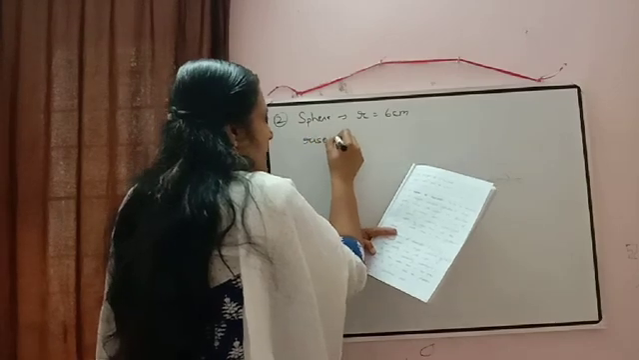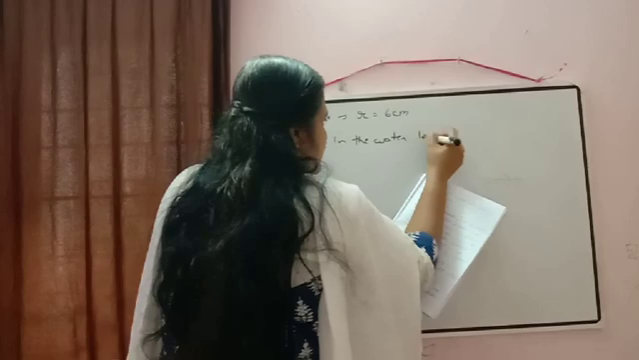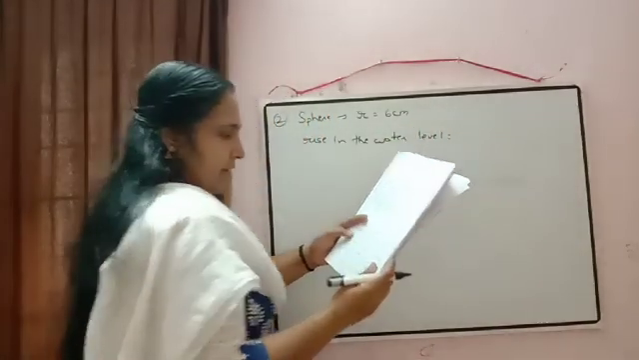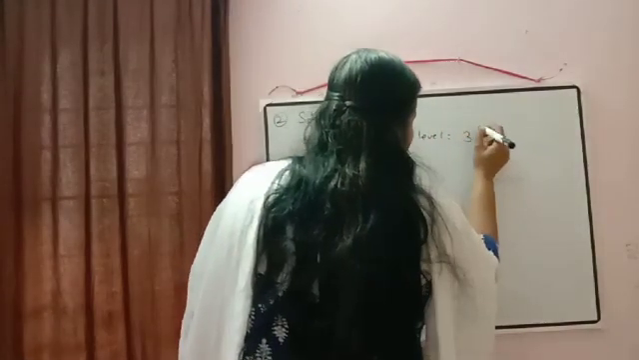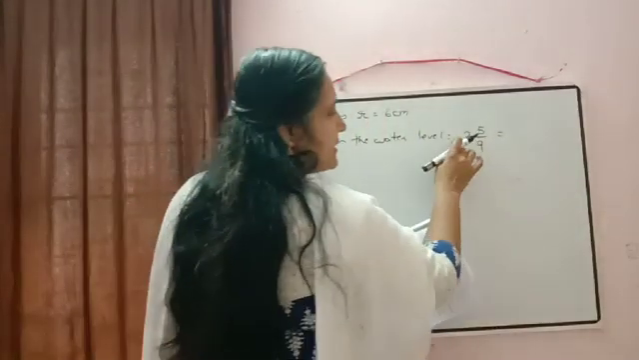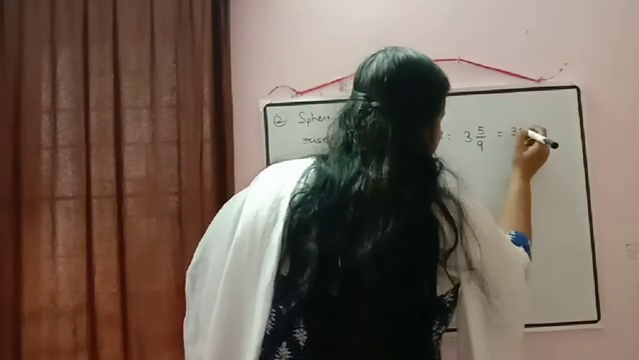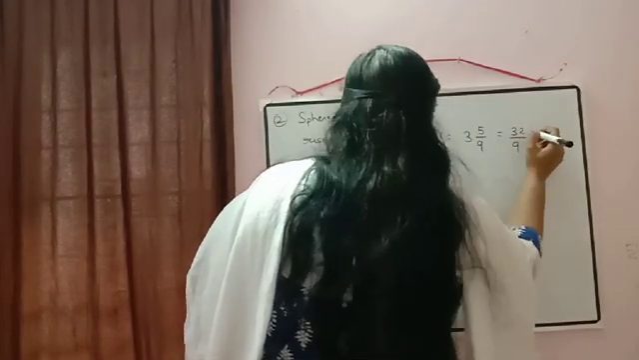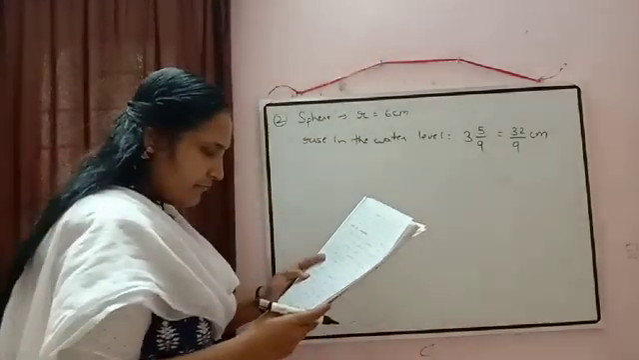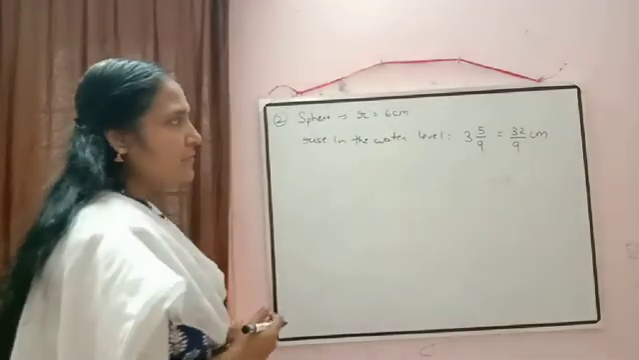the rise in the water level. The rise in the water level is equal to how much is given? 3 5 by 9 centimeter. So it will be 9 threes are 27, 27 plus 5 will be equal to 32 by 9 centimeter. Find the diameter of the cylindrical vessel. Diameter we have to calculate.